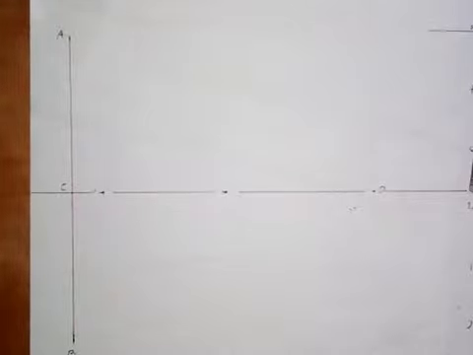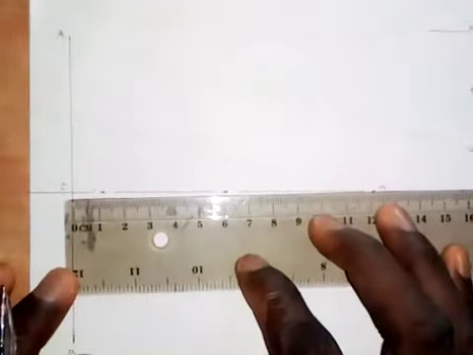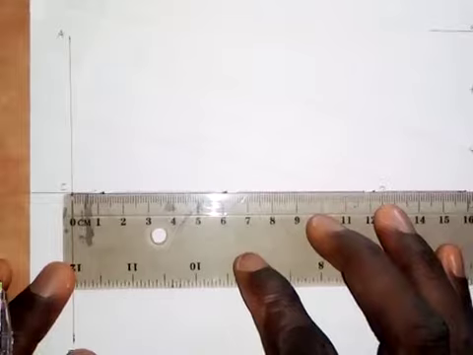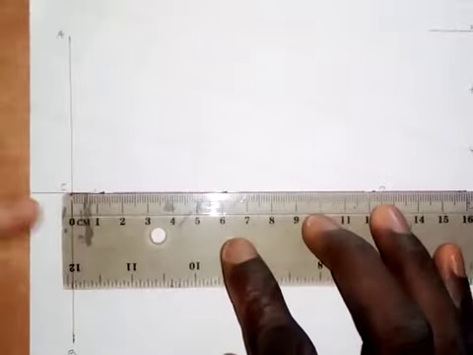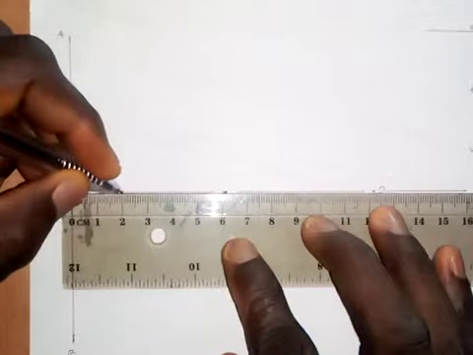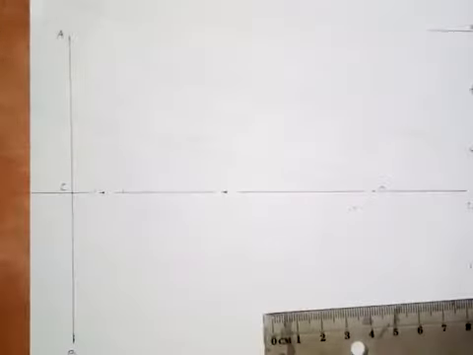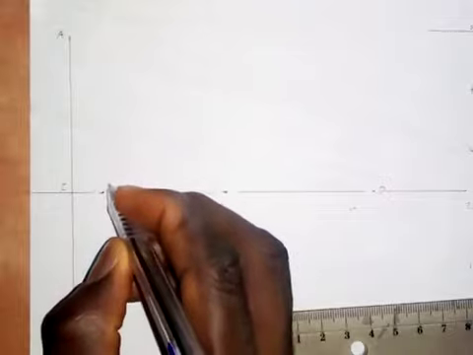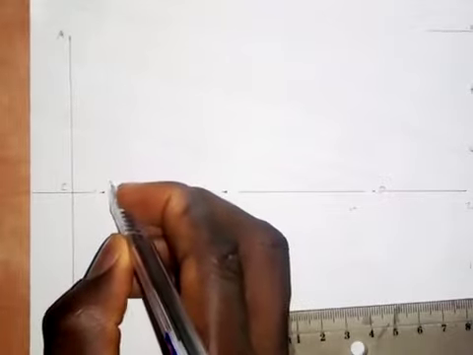Now, very important, the next thing that we are going to do, as we are told in the question, is that the distance between the directrix and the vertex is 20 millimeters. So I will take a measurement of 20 millimeters from this point C on the directrix forward. So this is 20 millimeters. This point is where we have the vertex. The vertex is denoted with capital letter V.